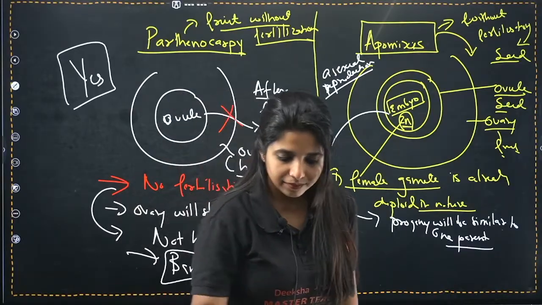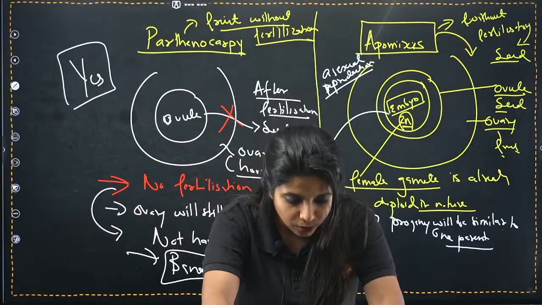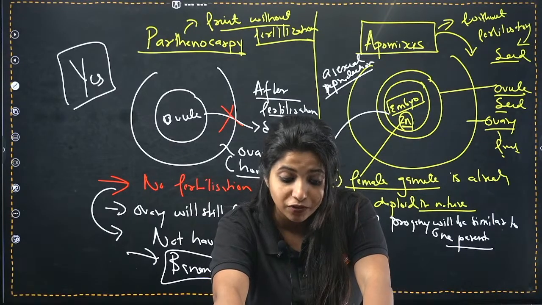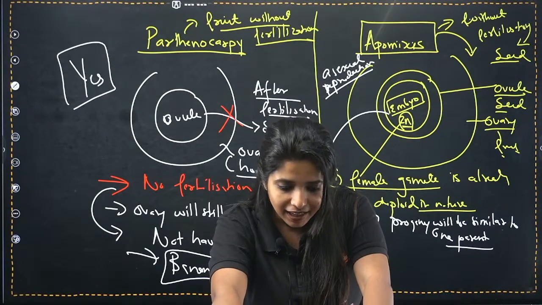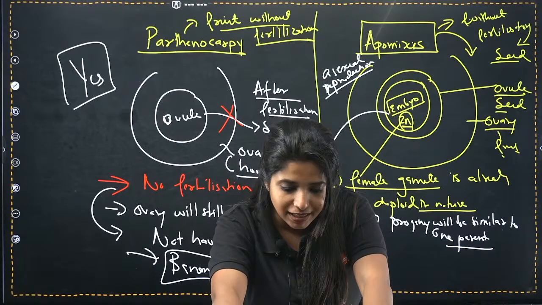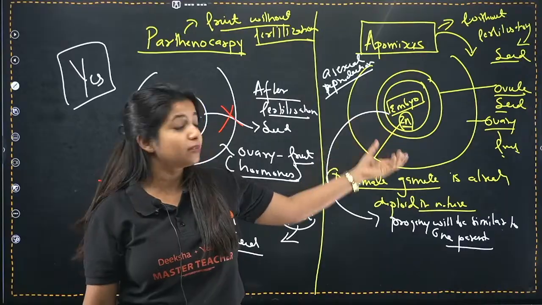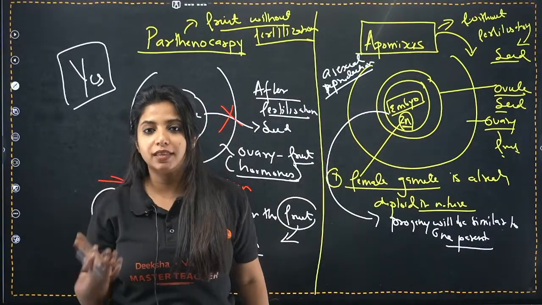Yes? Got it? So Amalu, Vaishu is saying apomixis is a type of asexual reproduction in plants where seeds develop without fertilization. Exactly, exactly. Okay, and Amalu is saying it mimics sexual reproduction. Yes, how? Because it is doing embryo formation and things like that.